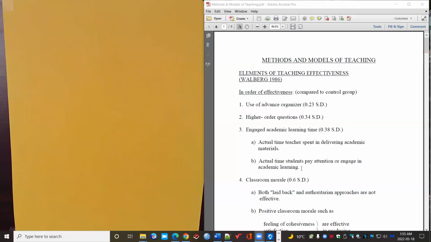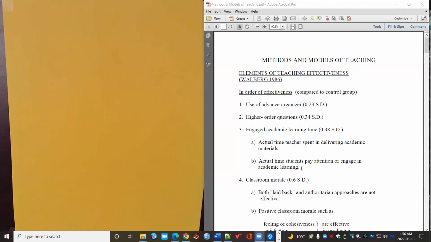Now, this engaged academic learning time is affected by such things as efficiency in planning your lessons, assuming you're a teacher, and time spent in matters other than teaching. For example, calling the class to order, handling discipline problems, right? So you have to take all that into consideration.